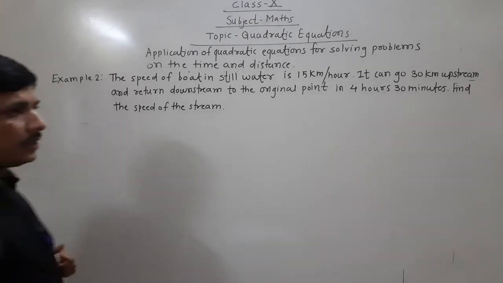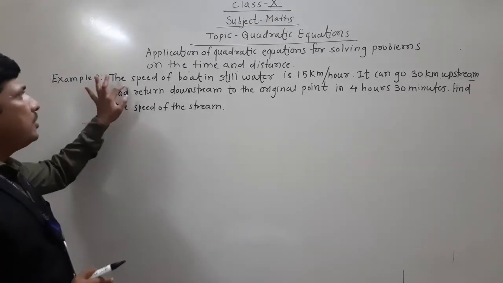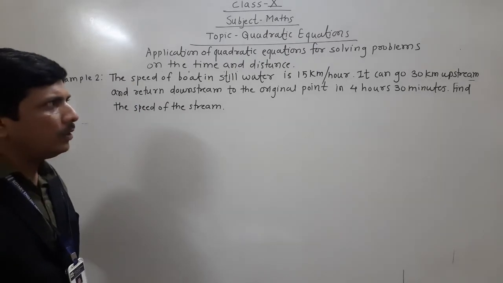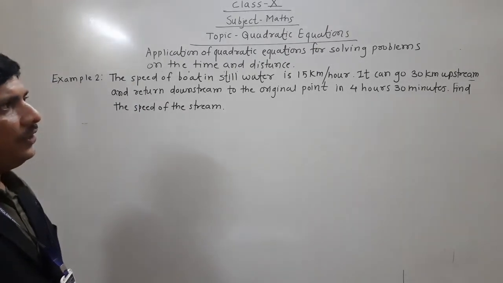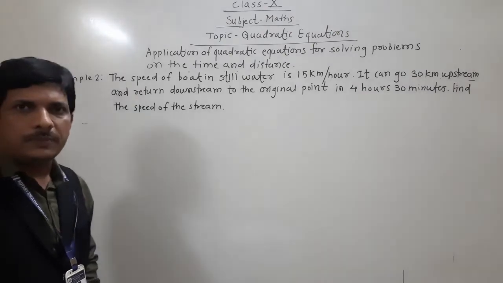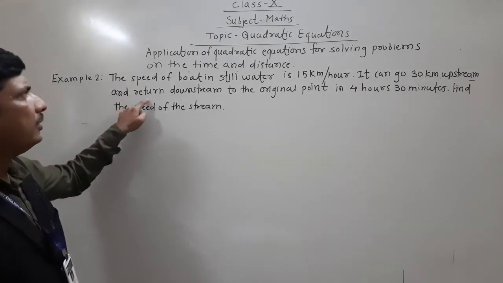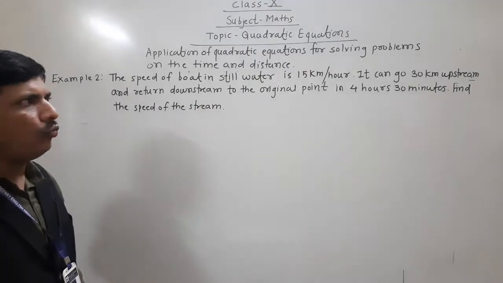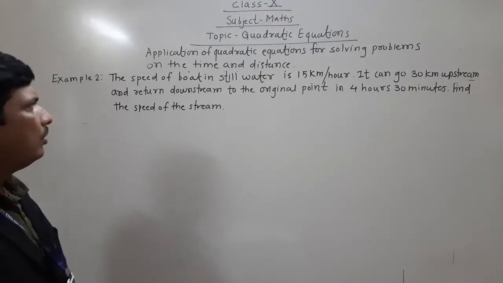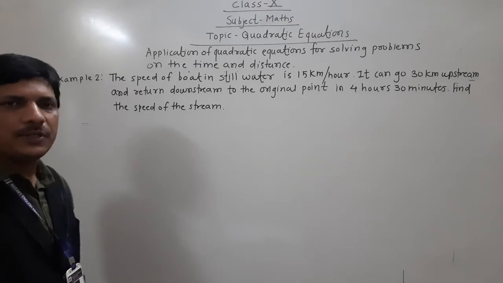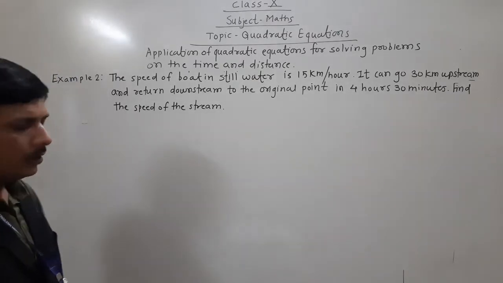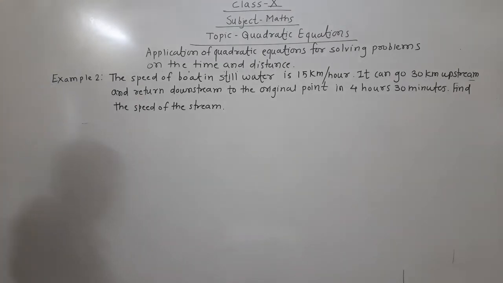Okay, see here, our second problem: the speed of boat in still water is 15 km per hour. It can go 30 km upstream and return downstream to the original point in 4 hours 30 minutes. Find the speed of the stream. We need to find out the speed of the stream.